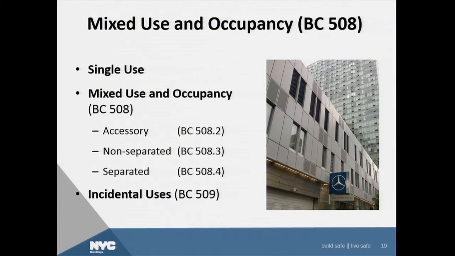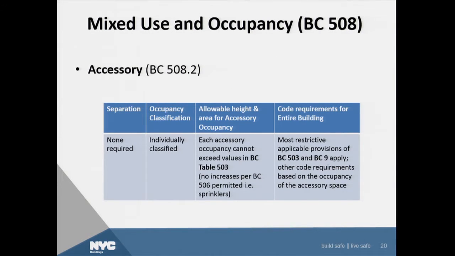Mixed use and occupancy. I will be going over this in the next few slides. We'll be discussing accessory, non-accessory, separated, and incidental uses. Accessory. So for an accessory use, there is no separation required. Okay, it's individually classified per Chapter 3. So if it's an M occupancy or a B occupancy, it wouldn't be an M, but it might be a B occupancy if you have some offices.